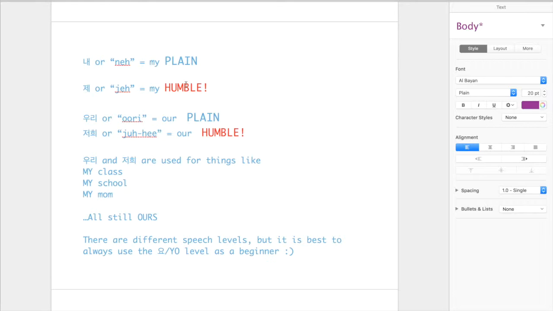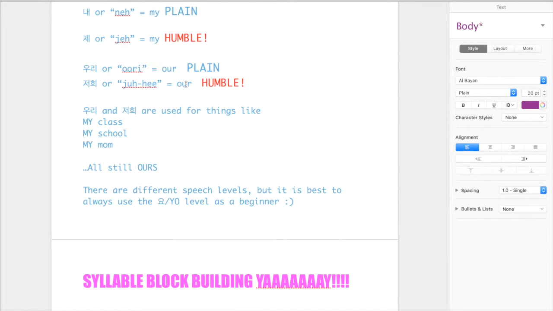And so basically you just want to stick with the humble honorifics, 제. So the last pronoun is going to be 우리 or 저희, which is "our." 우리 is, of course, plain. 저희 is humble. So you're going to want to use 저희, which is humble. You won't hear 저희 so much as 우리 because 우리 is used so much.